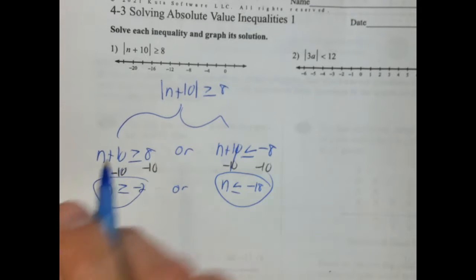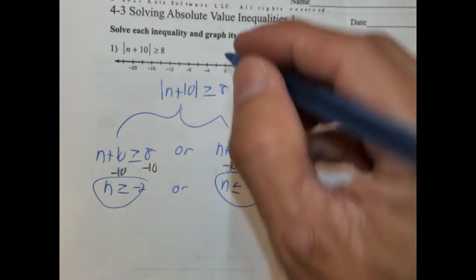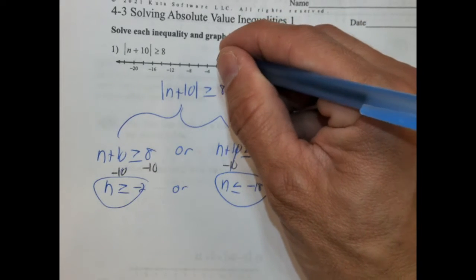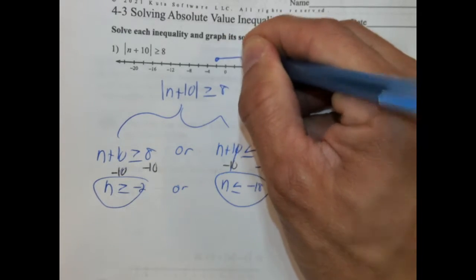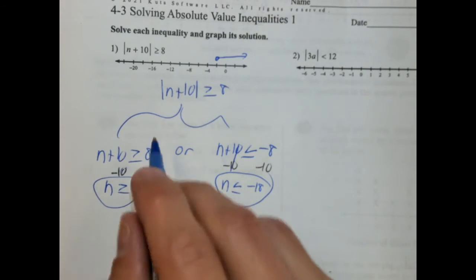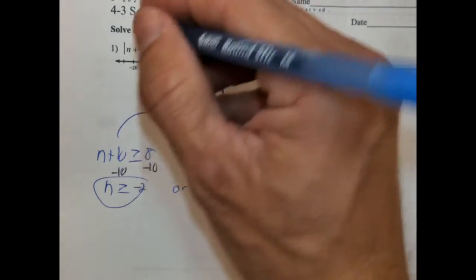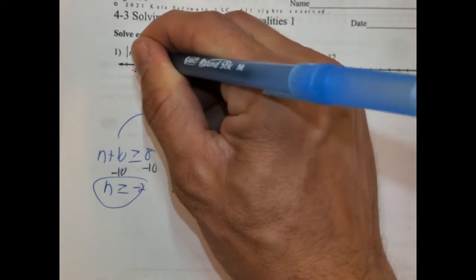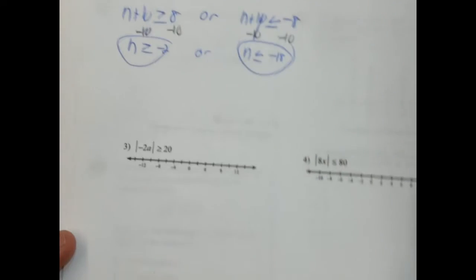So let's graph both of those. So n is greater than or equal to negative 2. So it's going to be inclusive at negative 2, going to the right. Negative 18 inclusive going to the left. So that would be 18 here. Going that way. So we'll do the odds.